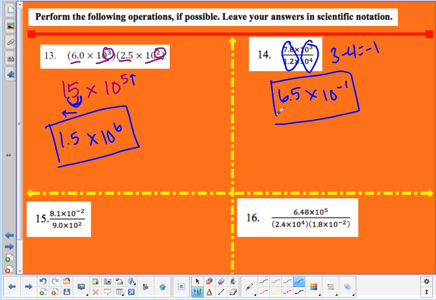Now, if you think back to Unit 3 when we worked with negative exponents, a lot of times we didn't want to keep the negative exponents. We wanted to flip them and make them positive. In scientific notation, we work with negative exponents. That's just the way that it goes.